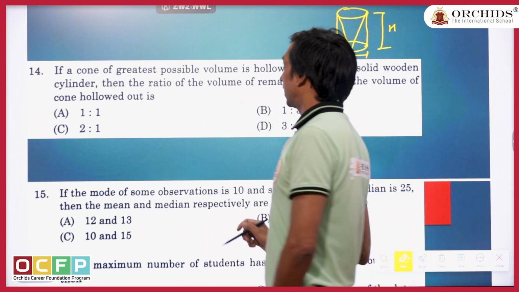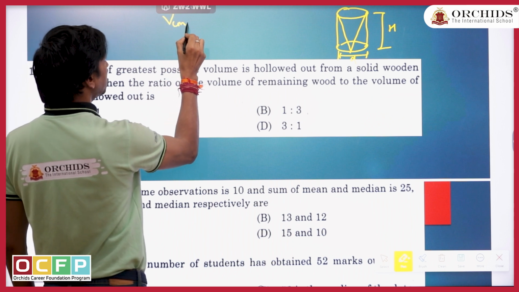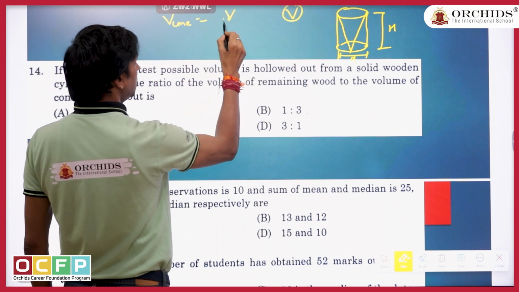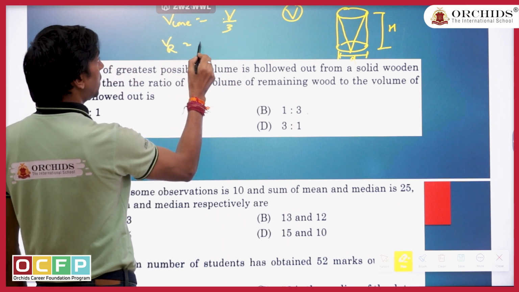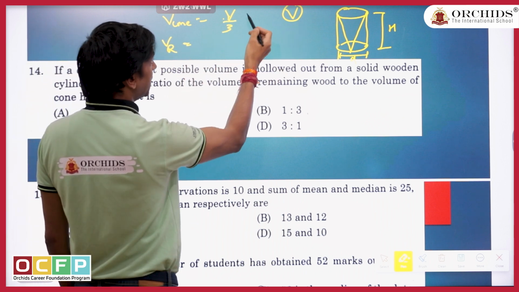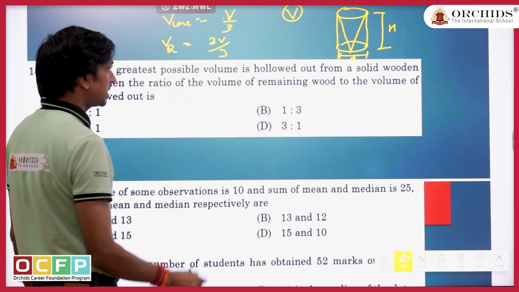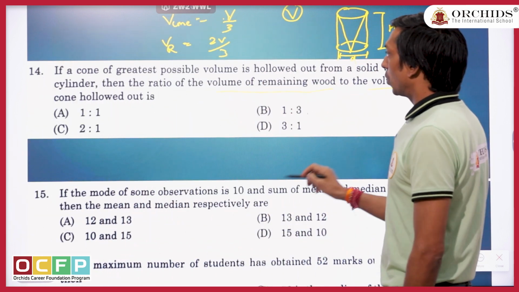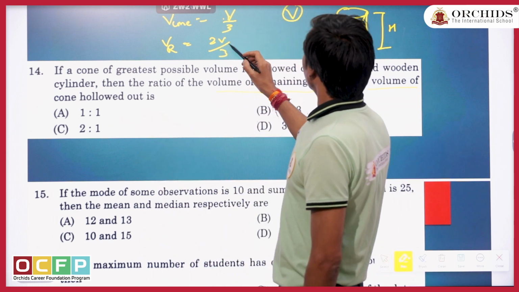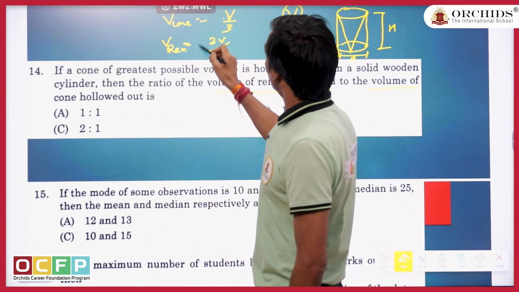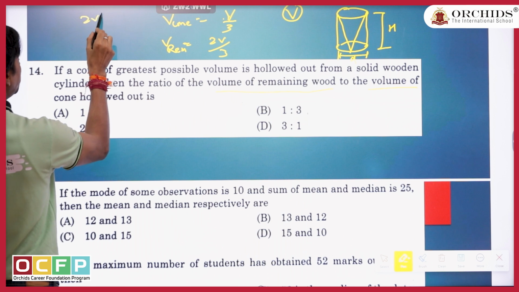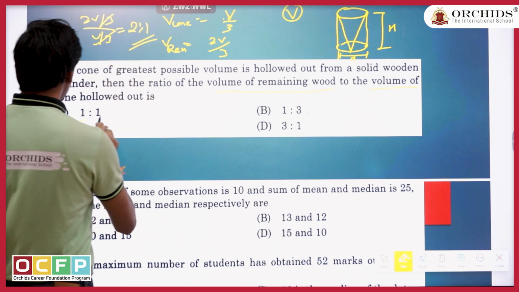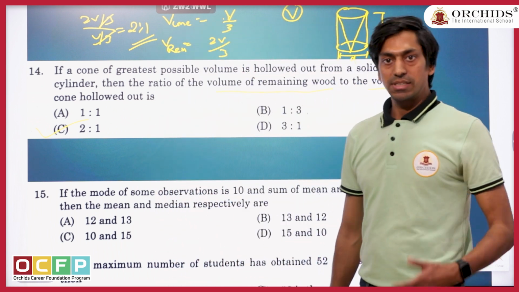In this particular scenario, the volume of the cone which we have removed is, if the volume of the complete cylinder is V, 1/3 of V. And what is the remaining volume? The remaining volume is V minus V by 3, that is 2V by 3. Now they are asking the ratio of what? The ratio of the volume of the remaining wood to the volume of the cone hollowed out. Means they are asking the ratio of V remaining to the volume of the cone. So what is that? 2V by 3 divided by V by 3. So what will we get from there? 2:1 is the answer. So the answer for this is C, 2:1 is the ratio.